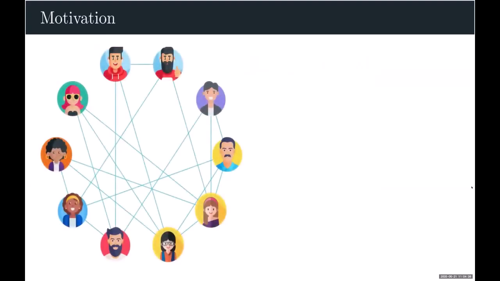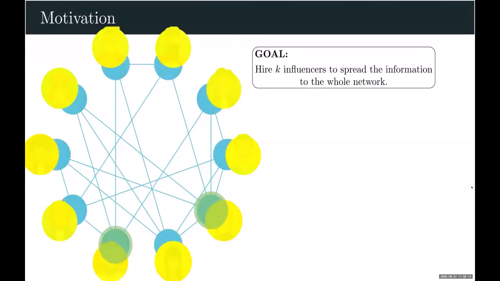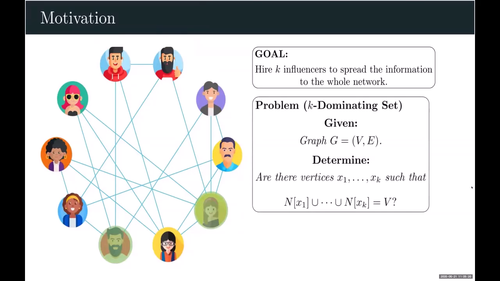Let's suppose you have a social network and you want to spread a piece of information among all of the people, ideally. Since we are computer scientists, we don't want to talk to a lot of people ourselves, so we would much rather hire people to do it for us. We want to hire so-called influencers to spread this piece of information throughout the network, so that the whole network gets it. In this example, if k is equal to 2, we can just take these two nodes, and it's not hard to see that everything is connected to one of these two nodes.